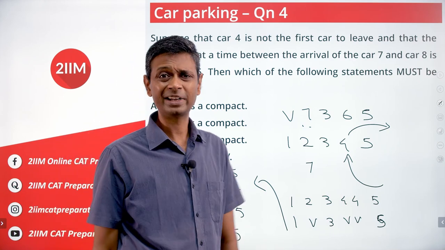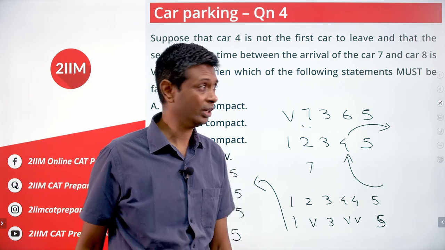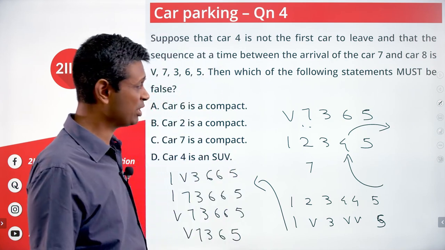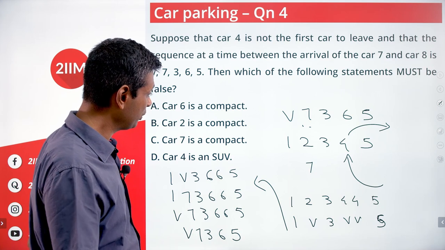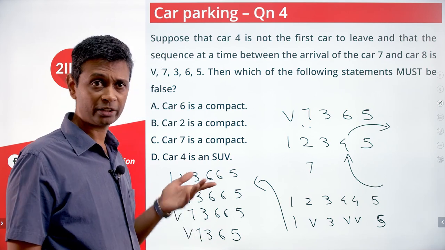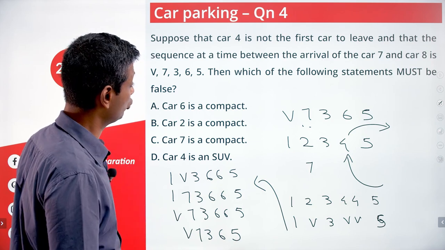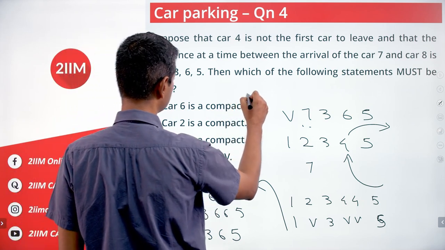So now we've got the complete sequence in which cars came, which is compact, which is SUV. Let's look at the choices. Which ones must be false? And what do we know? We know that 4 and 6 are SUVs and 2 and 7 are compact. And car 6 is a compact? Car 6 has to be an SUV. This is false.